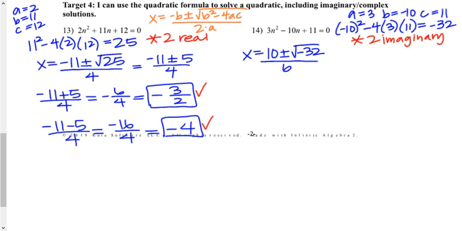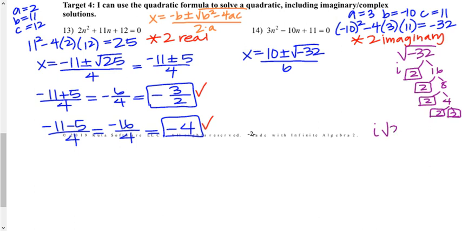Now off to this side, I'm actually going to go ahead and simplify negative 32 under the square root. I know I have to pull out an i because I had that negative under the square root, and then I'm going to start breaking down 32. That's 2 times 16, and then 16 is 2 times 8, 8 is 2 times 4, and 4 is 2 times 2. So this becomes i root 2 times 2 times 2 times 2 times 2. 1, 2, 3, 4, 5. Perfect. In red, I'm going to circle all my pairs.